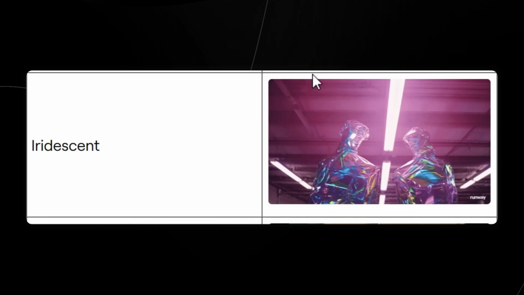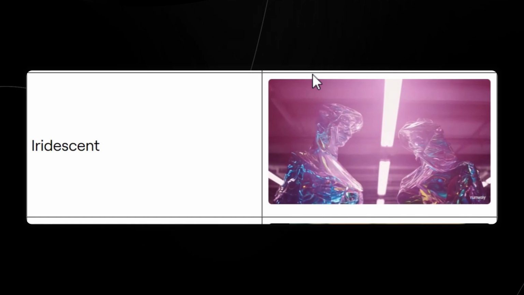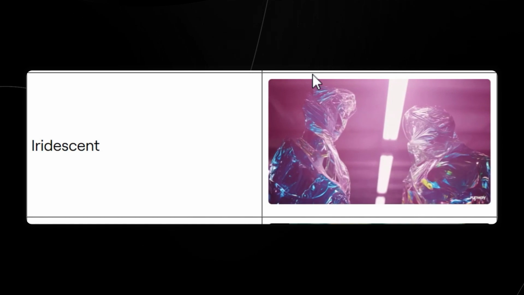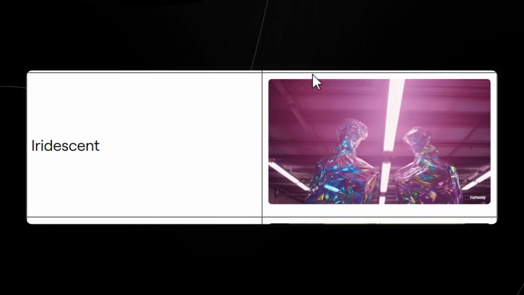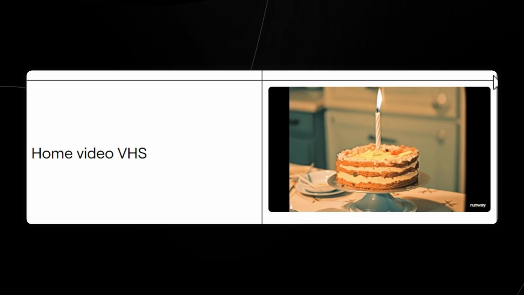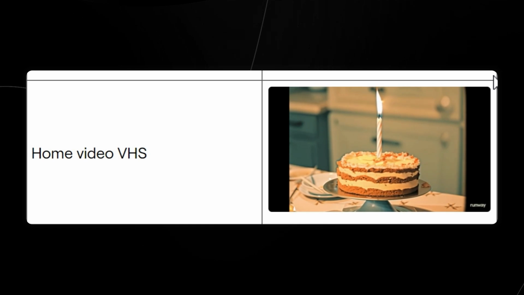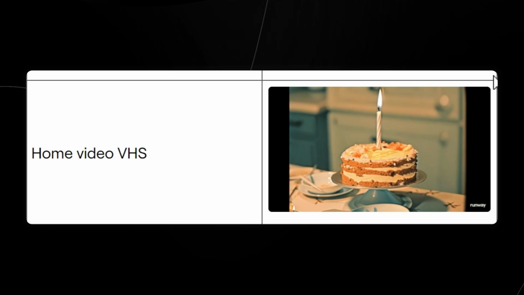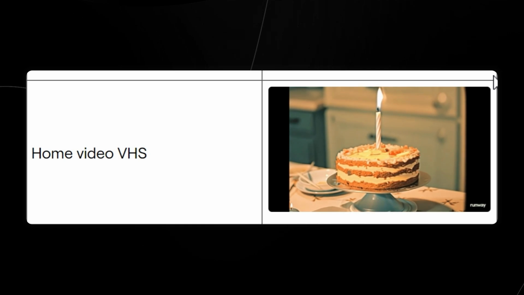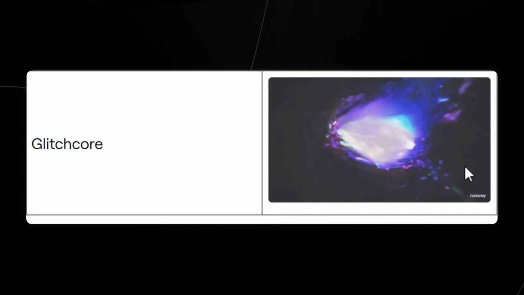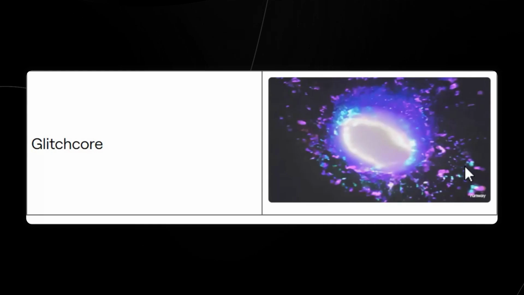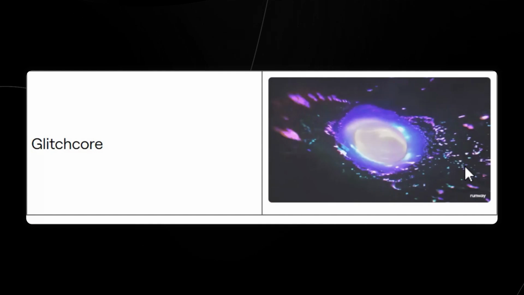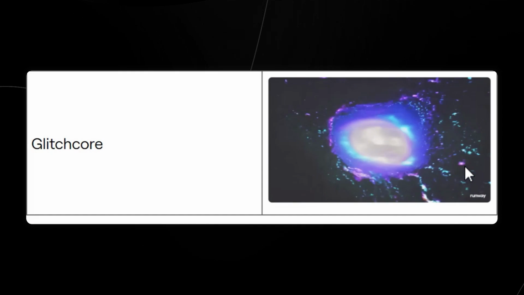Here we have iridescent. Iridescent aesthetics feature shimmering colors that change with the angle of view, adding a magical or surreal quality. This is useful for surreal fantasy scenes, magical effects, and surreal visuals. Home video VHS. This style mimics the look of old VHS recordings with grainy footage with low resolution and a nostalgic feel. This is useful for nostalgia, retro themes, and personal storytelling. Glitchcore. Glitchcore aesthetics use digital errors and artifacts like pixelation, color distortion, and frame skipping to create a chaotic and edgy look. This is useful for edgy themes, digital art, and avant-garde projects.